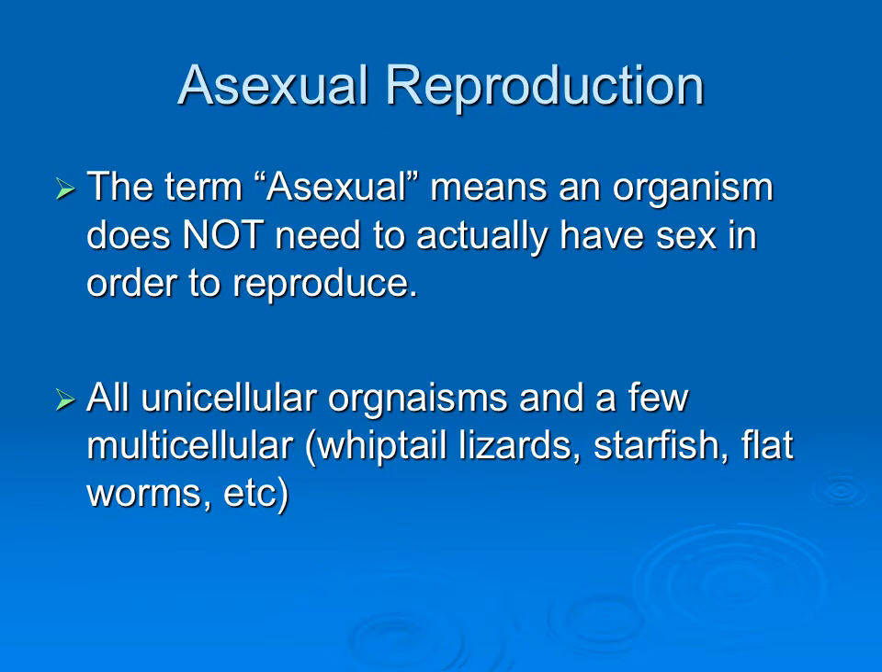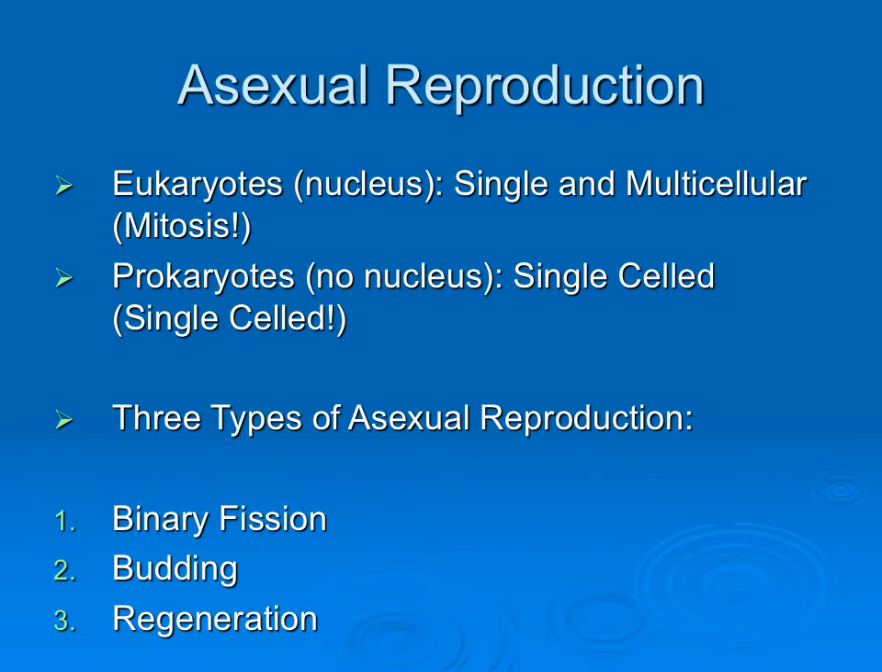Okay, so asexual reproduction. The term asexual means an organism does not need to actually have sex in order to reproduce. That's why there's the letter A before the word sexual. It means not sexual. All unicellular organisms and a few multicellular reproduce through asexual reproduction. Whiptail lizards, starfish, flatworms, there's tons of them.